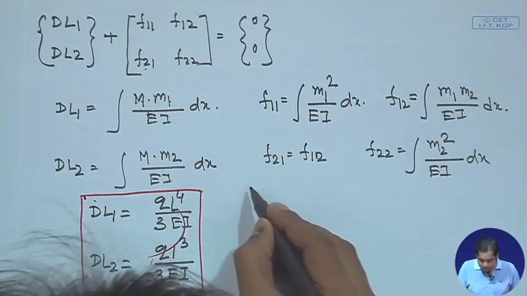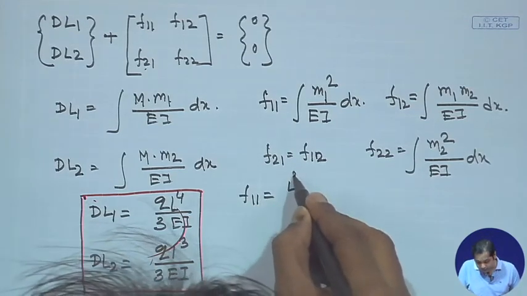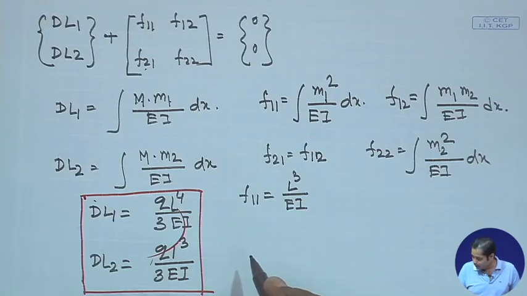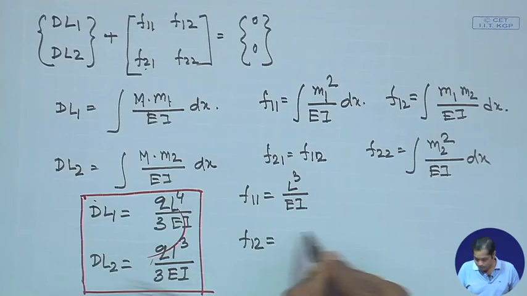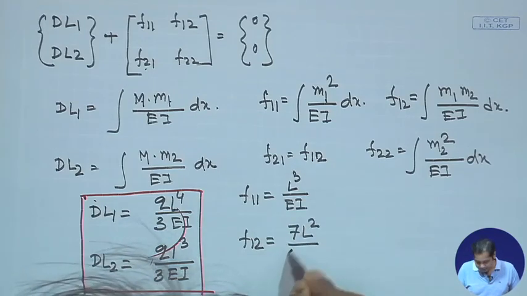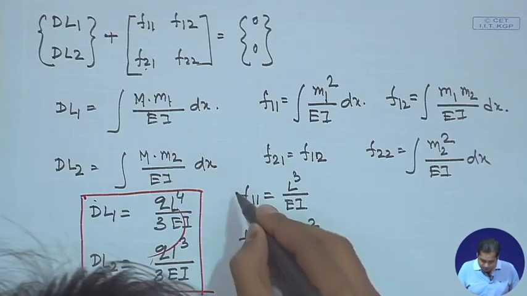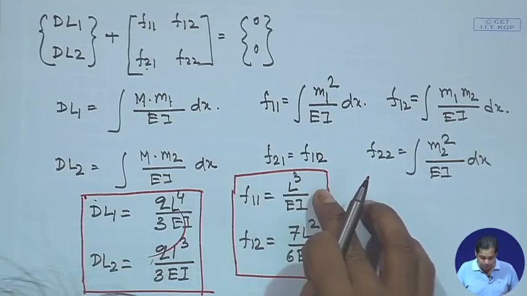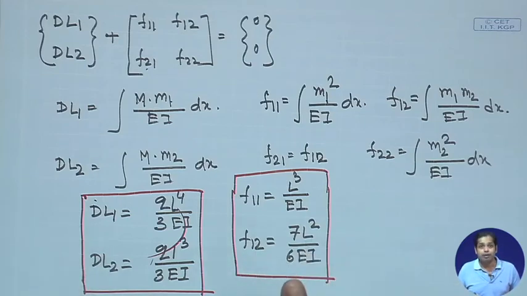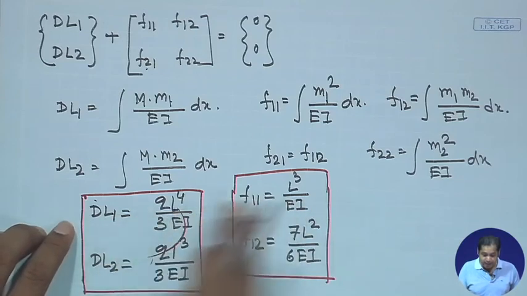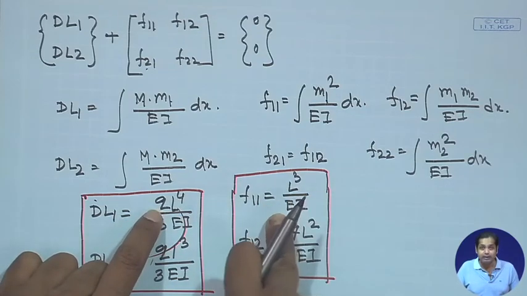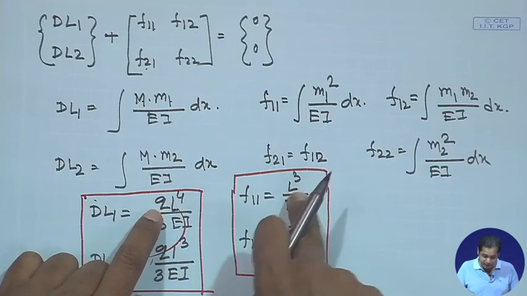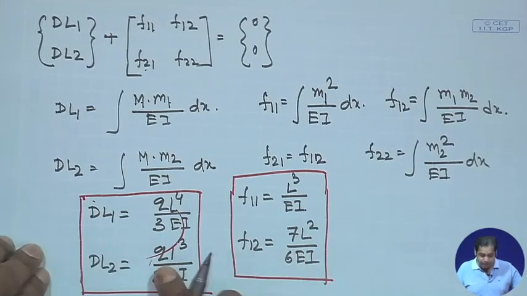Now, similarly, you can get F11, which is again the same as the previous one, L cube by 3EI. And then F12 will be 7L square by 6EI. A similar observation you can make from F11 and F12 as well. F11 corresponds to rotation and F12 corresponds to displacement. And are they dimensionally consistent? Yes, they are, because you have to multiply this expression by force, and if you do that, then you will see this dimension and this dimension will be the same, and again these dimensions will be the same.